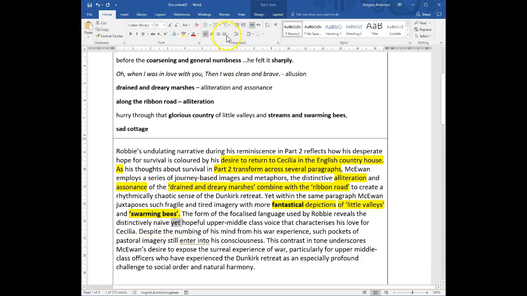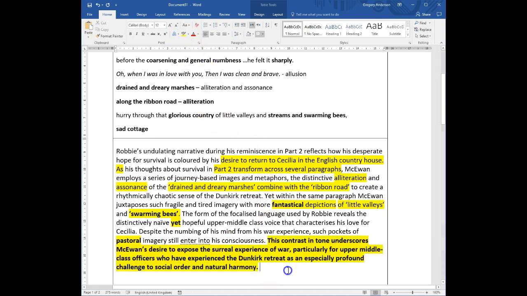What's very important here is that we have this hedging of yet, so that his hope is both naive yet hopeful. And the hedging there is going to be helpful to you. We then talk about these pockets of pastoral imagery. And again, pastoral imagery is a nice relation to genre here. And then it's this final sentence that is really key for us, where we're bringing on some of the context of the war, World War II.